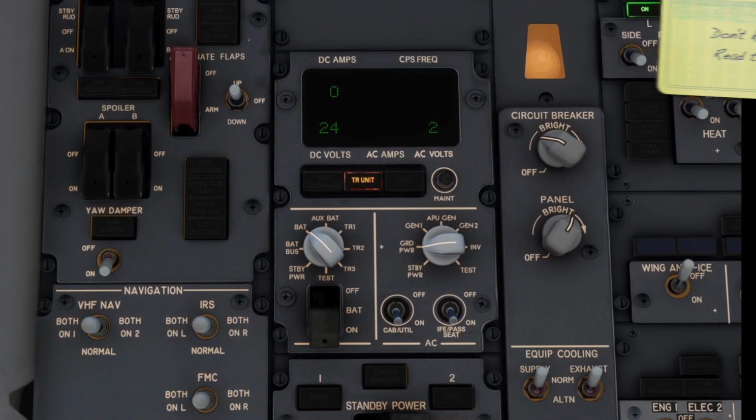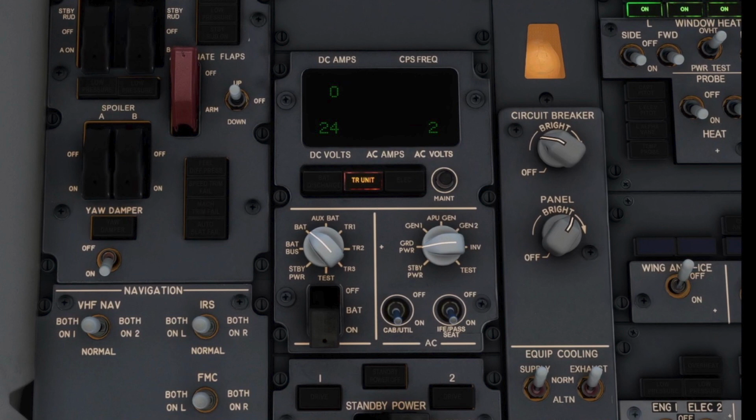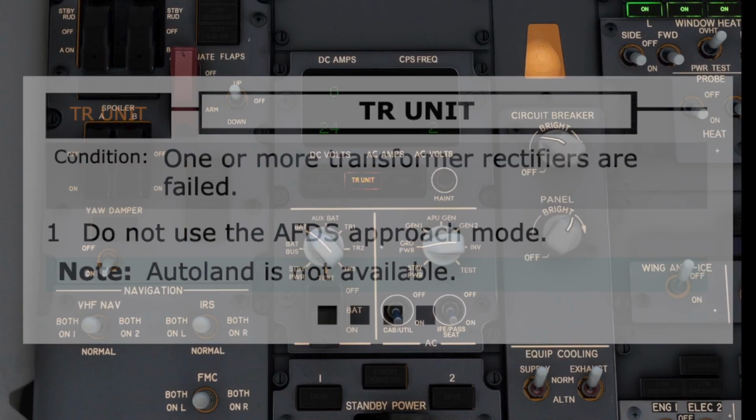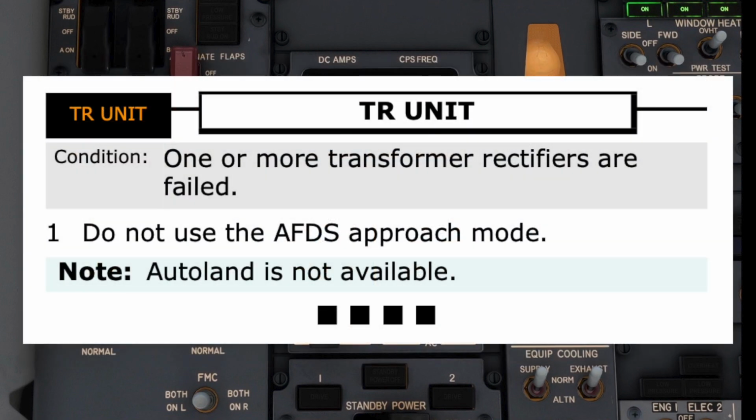The pilot monitoring checks if it's on the Quick Reference Card, QRC, if applicable, then checks in the Quick Reference Handbook, QRH. It can be found in the index under T, and it directs us to page 6.7. On page 6.7, a picture of the light is displayed alongside the procedure title. It matches the illuminated TR unit light on the overhead panel.